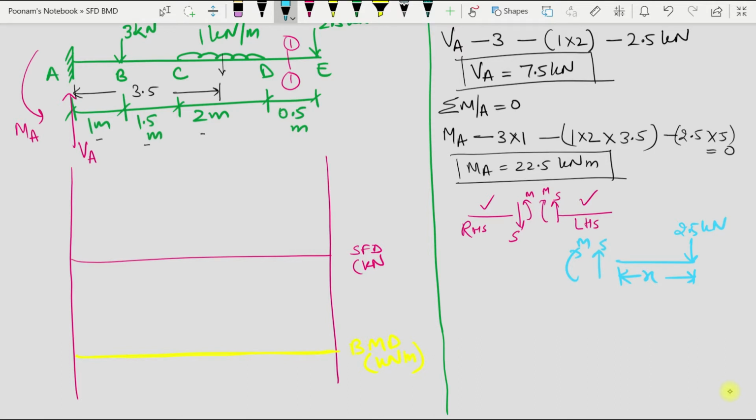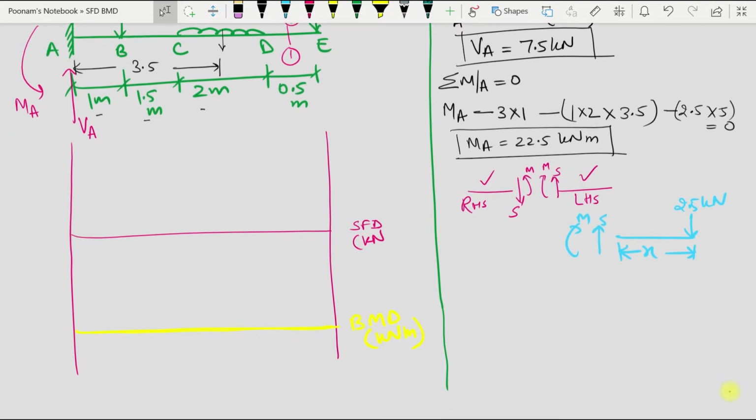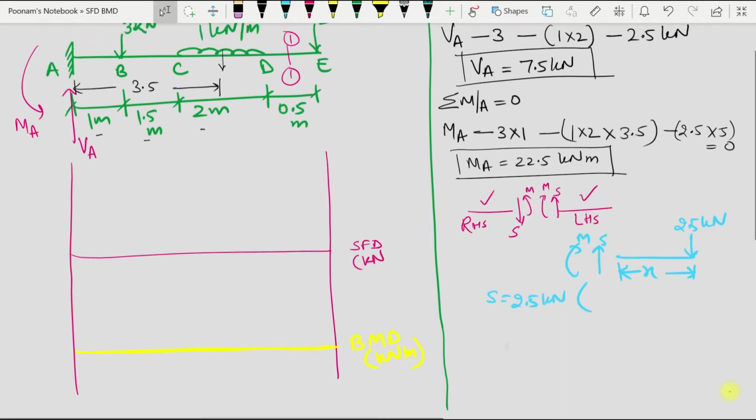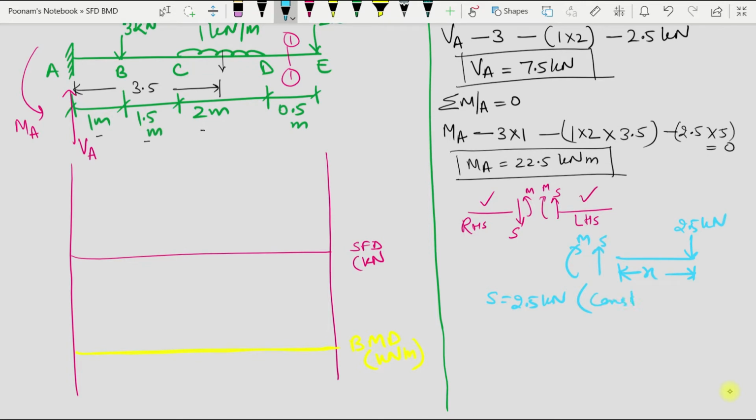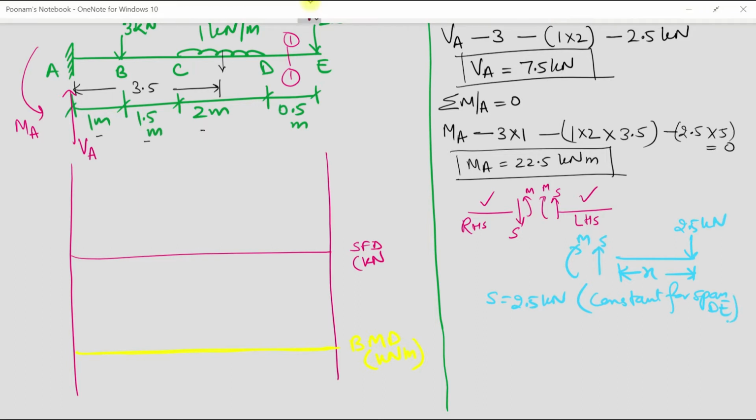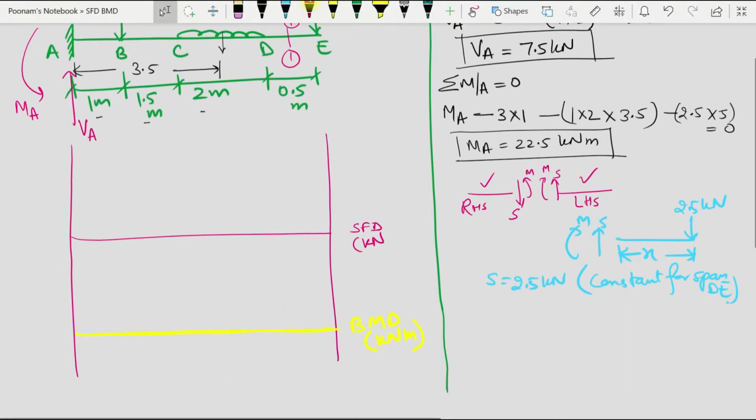So S is upward. If I apply equation of equilibrium to this, I'll get S is equal to 2.5 kilonewton over the span. So it will be constant for span DE. So I can plot my shear force diagram here. It is positive 2.5 kilonewton. So it can be plotted like this. Positive, and this is 2.5 kilonewton.